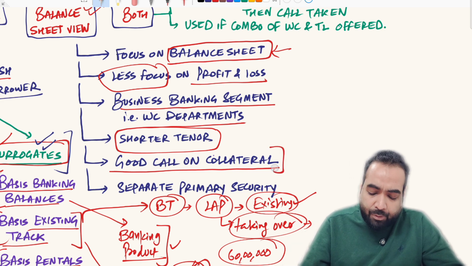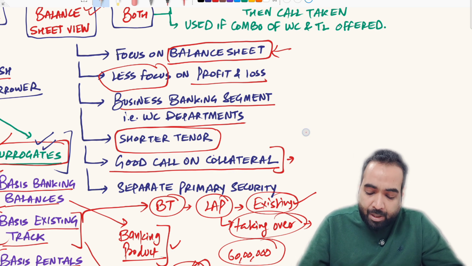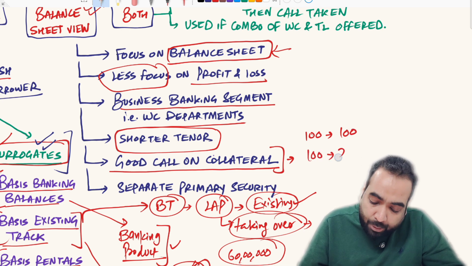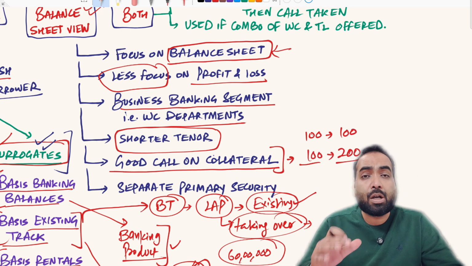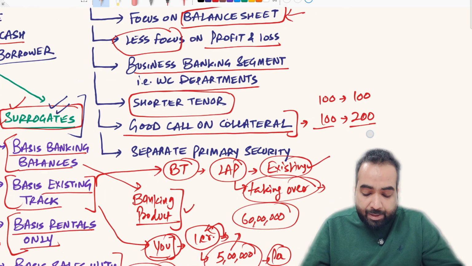You take a good call on the collateral. So collateral discounting is much better in this segment. Like for 100 rupees of property, you can give 100 rupees of loan. For 100 rupees of property, some banks are even doing 200 rupees of loan. So a good amount of value, a good amount of call is taken on the collateral in this segment.